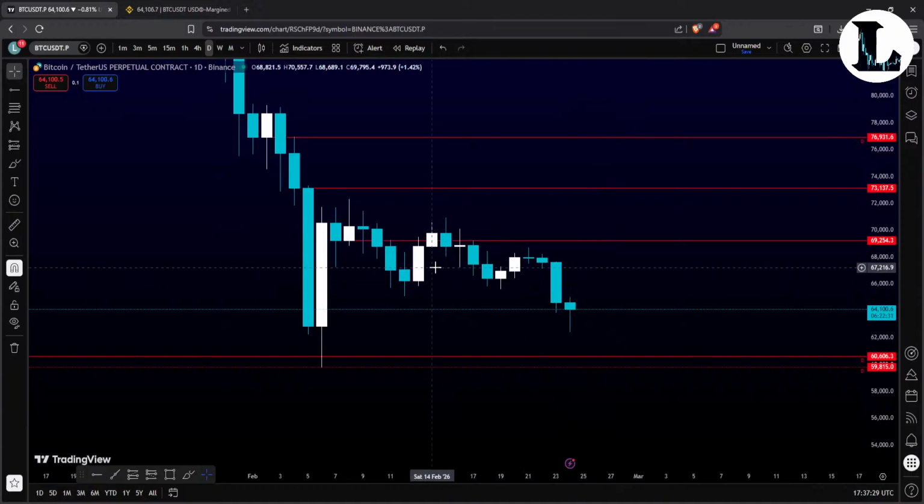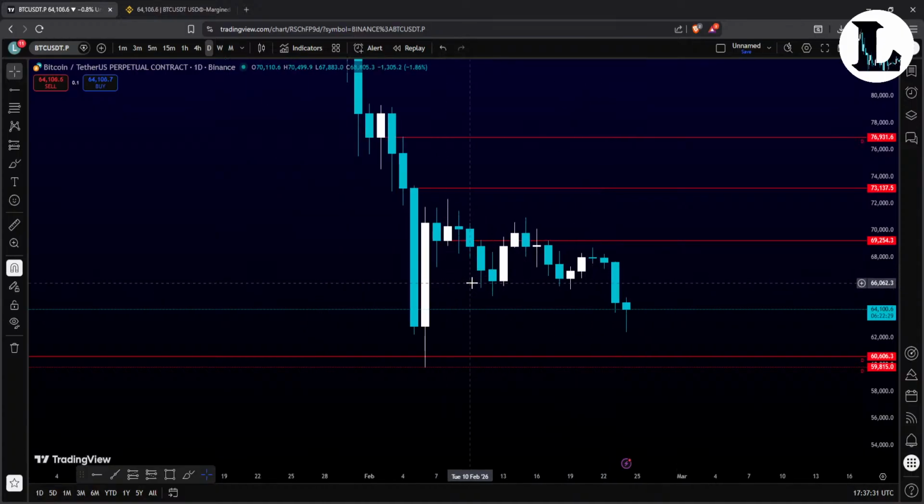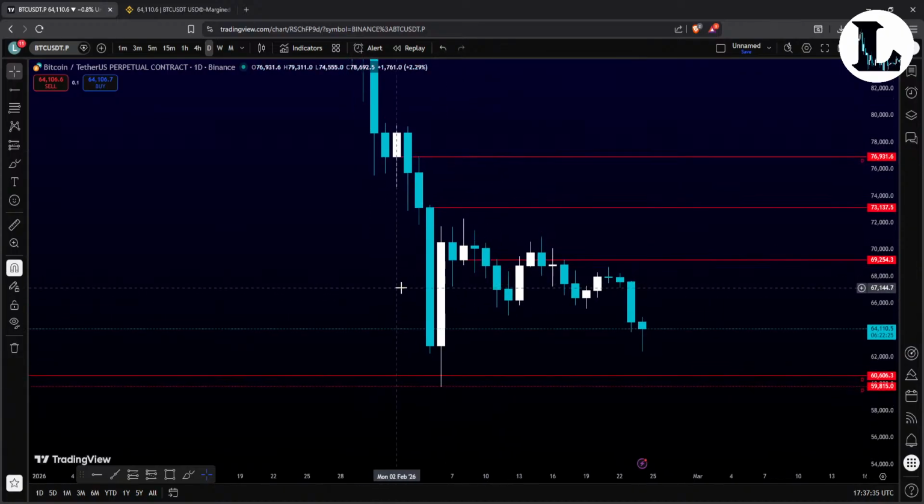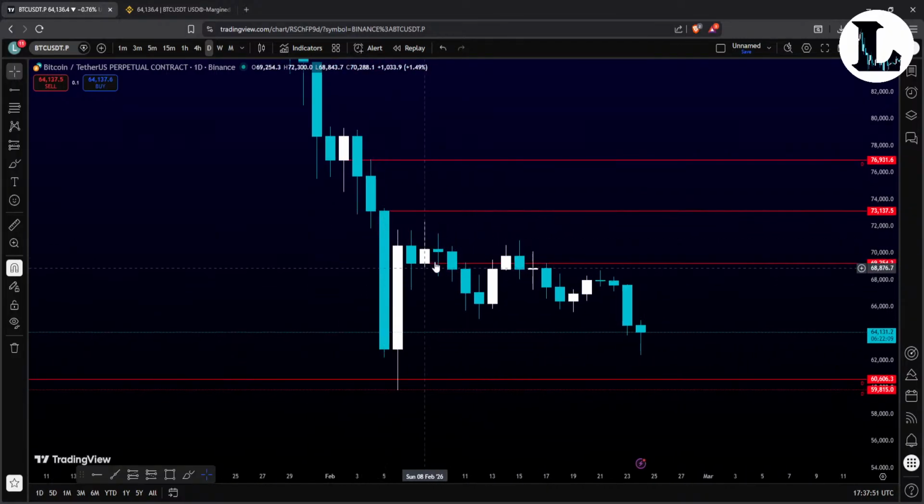So where is our support? Well, I kind of don't like this because Bitcoin is failing almost every support here on the daily candles and weekly candles, and it's looking really bearish, honestly. So let's go to some lower time frames to understand what happened here, okay?